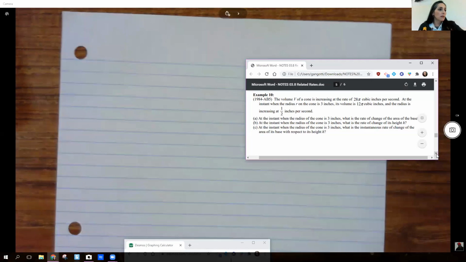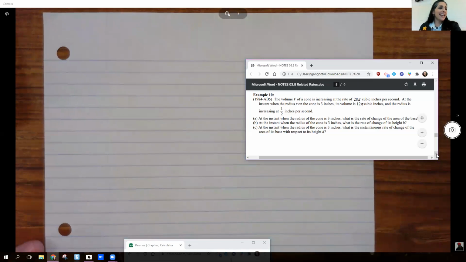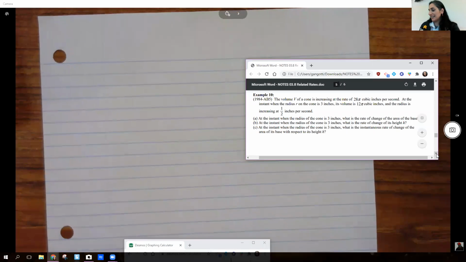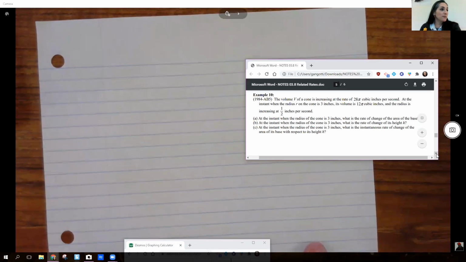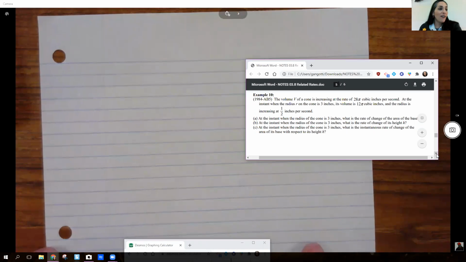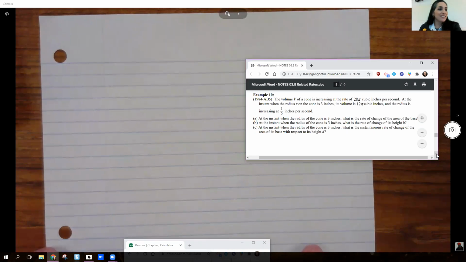Example 10 from 1984. Oh my goodness, the good old days. Gosh, I was 8 years old in 1984. What a fun time that was. All right, so long time ago, holy cow.